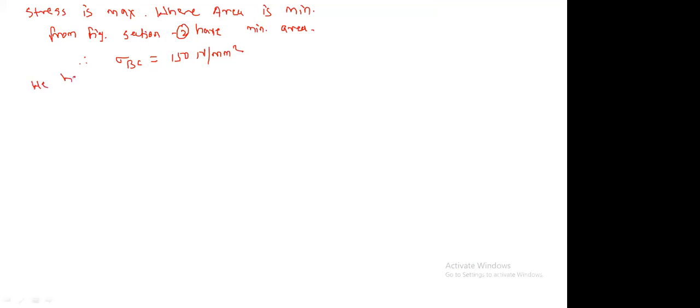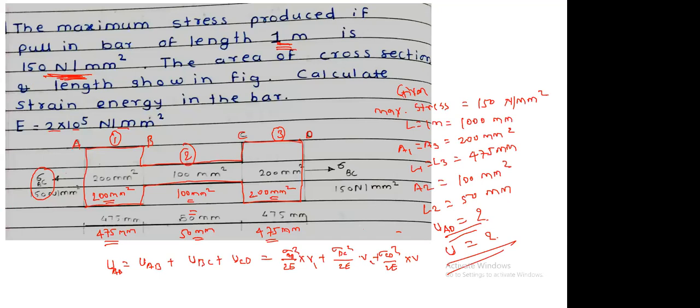See, we have sigma is equal to P upon A, means P is equal to sigma into A. Means this total bar is subjected to the external load P, and this P value we are considering the same for section number 1, for section number 2 and for section number 3.